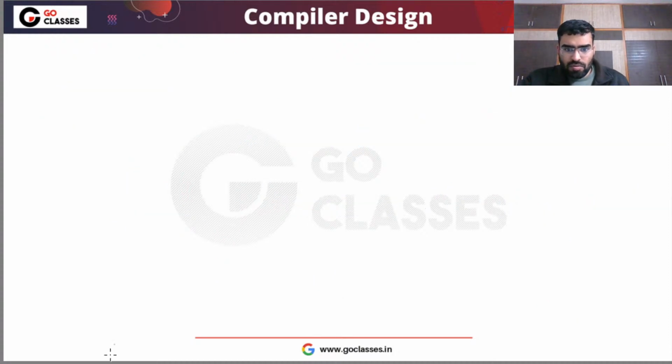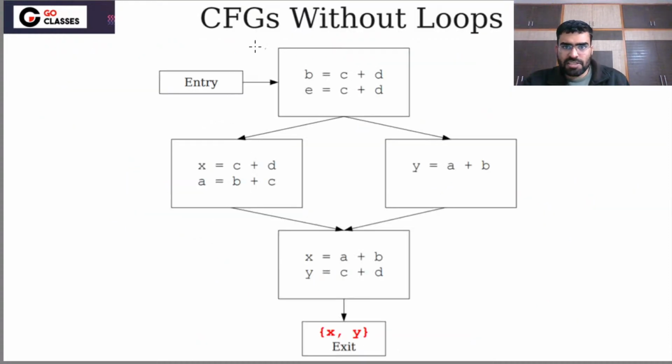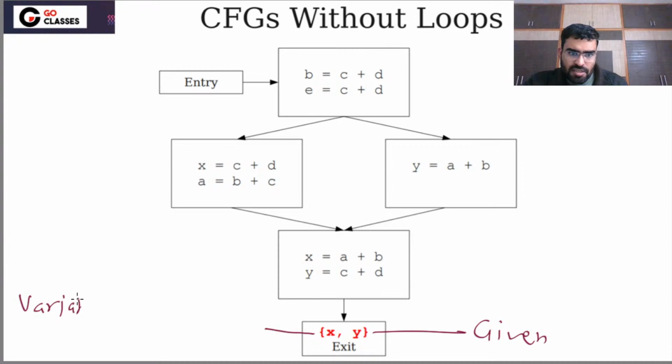Now, for example, this is a control flow graph without loops. Let's assume this is given to you. What does it mean? It means that these are the variables which are live at the exit of this CFG.